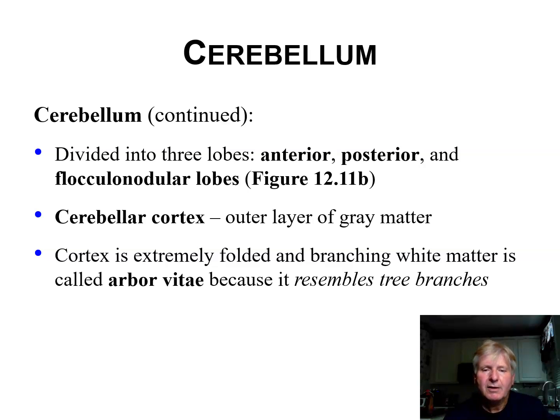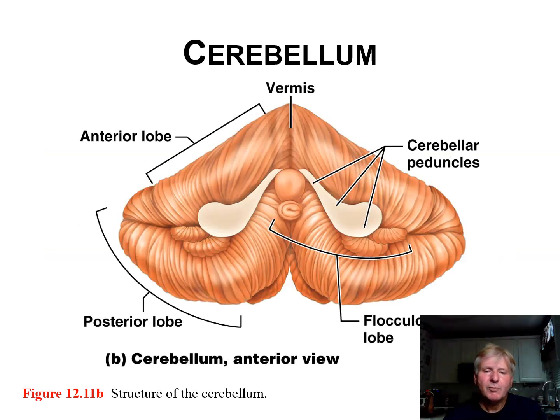So the cortex is extremely folded, and you also have a branching white matter that lies deep, which is called the arbor vitae, because it resembles tree branches. It literally comes from the Latin term tree of life. That's how we get the term arbor vitae. So here's your posterior lobe, anterior lobe, cerebellar peduncles, and the flocculonodular lobe. The cerebellar peduncles provide a connection between the cerebellum and the brainstem.